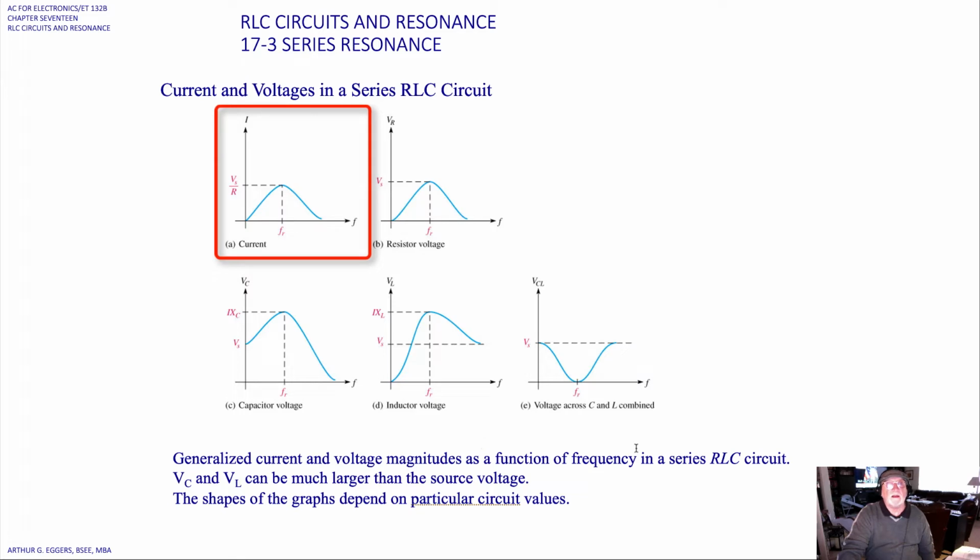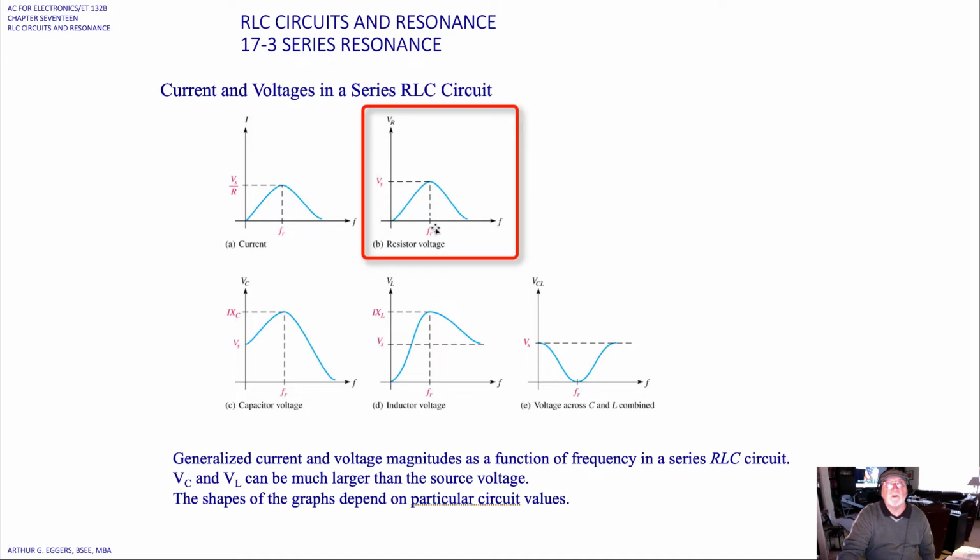If we look at what goes on here by looking at some of the waveforms, we can see the current and voltages in a series RLC circuit as things relate to the resonant frequency. In A, we're looking at the current depiction. We get V sub S over R at some peak at the resonant frequency. The voltage relationships then, V sub R with respect to frequency, give us a maximum, as we've seen before, the source voltage at the resonant frequency.